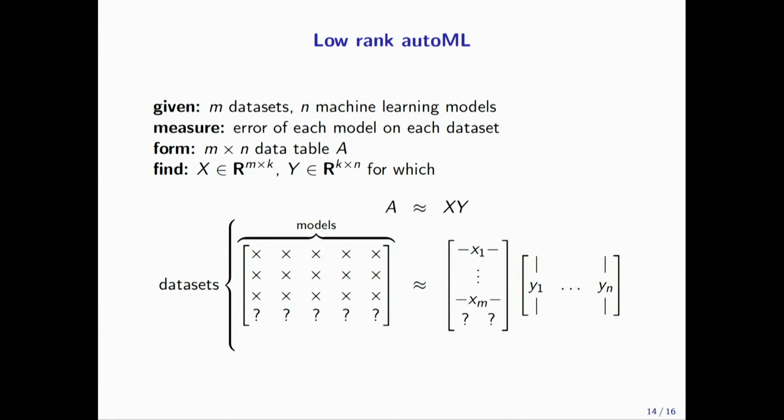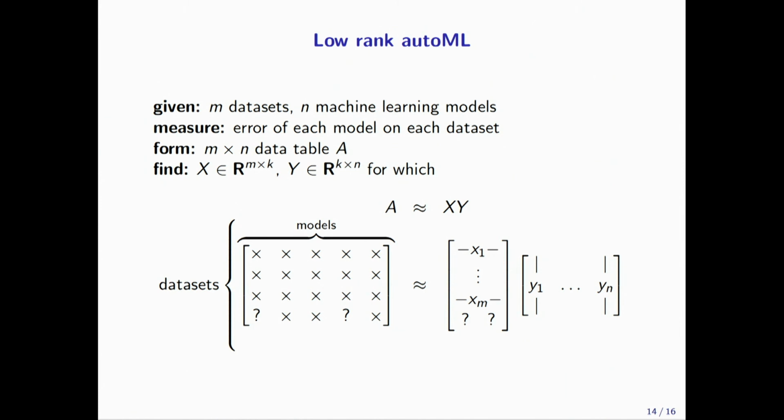Now a new data set comes along, and I'd like to do something a little bit faster than trying everything. So I notice that this new data set puts a new row on A, and it puts a new row on X. But X only has 2 entries in it. I only need to estimate 2 entries in X in order to be able to multiply that X by that Y and figure out the entire row of A.